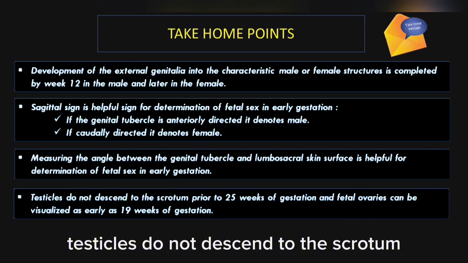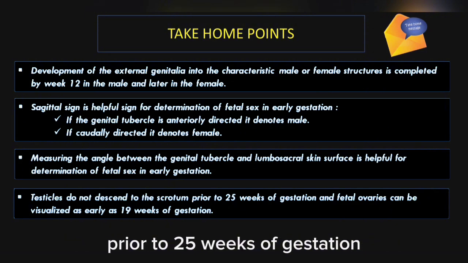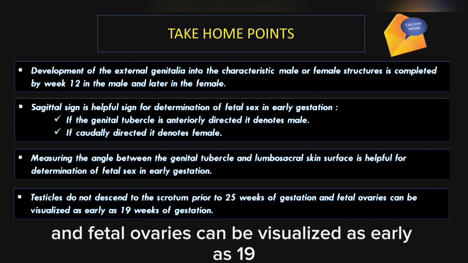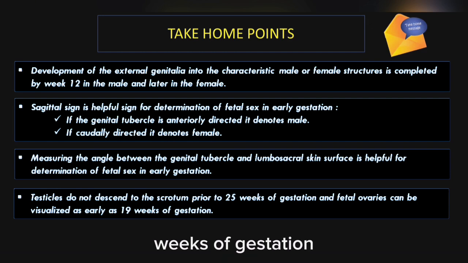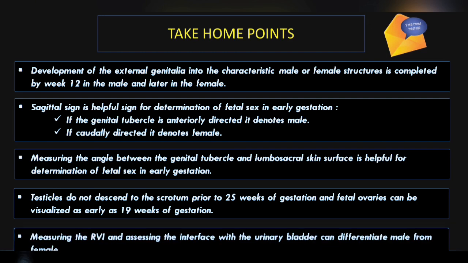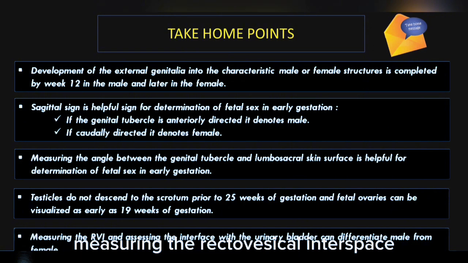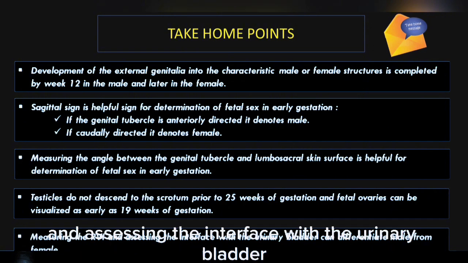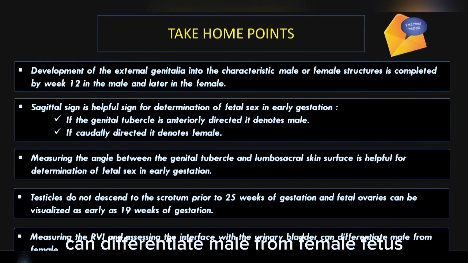Testicles do not descend to the scrotum prior to 25 weeks of gestation, and fetal ovaries can be visualized as early as 19 weeks of gestation. Measuring the rectovesical interspace and assessing the interface with the urinary bladder can differentiate male from female fetus.